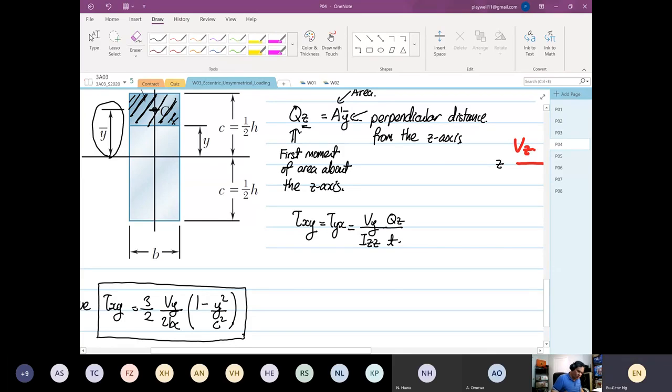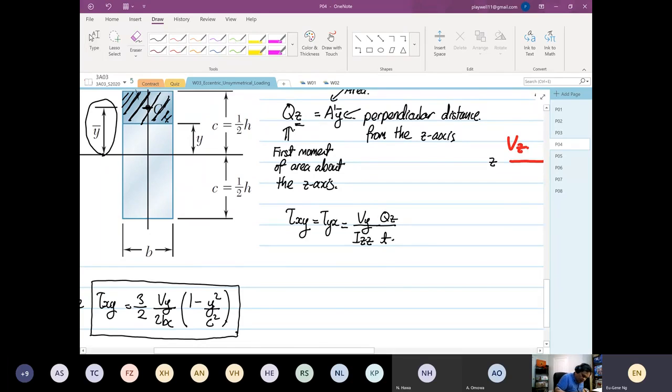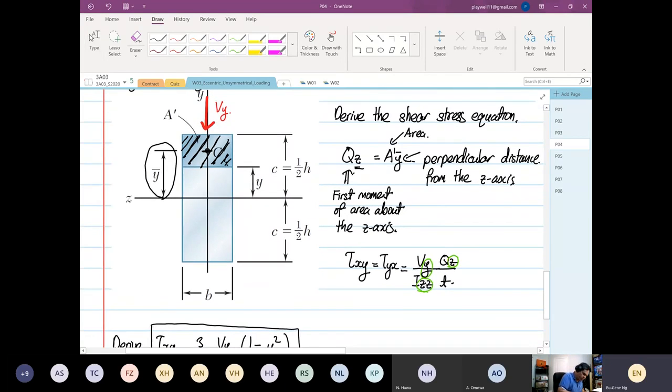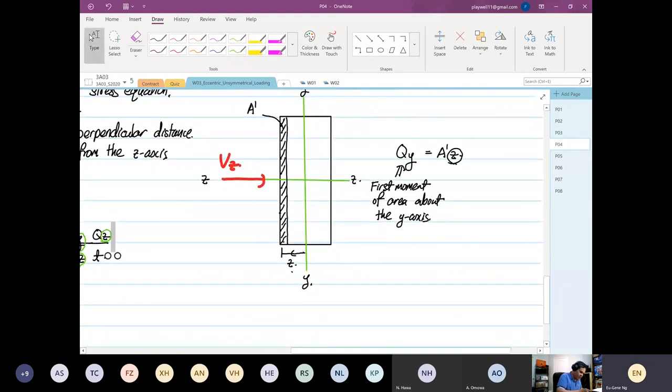What I want you to take note of is this. If the shear force is in the y direction, the first moment of area is about the z direction. If you cannot remember, just remember this: if this is your Vy, what is of interest is anything on your ZZ. So your first moment of area is about the ZZ, and your second moment of area is also about our ZZ.